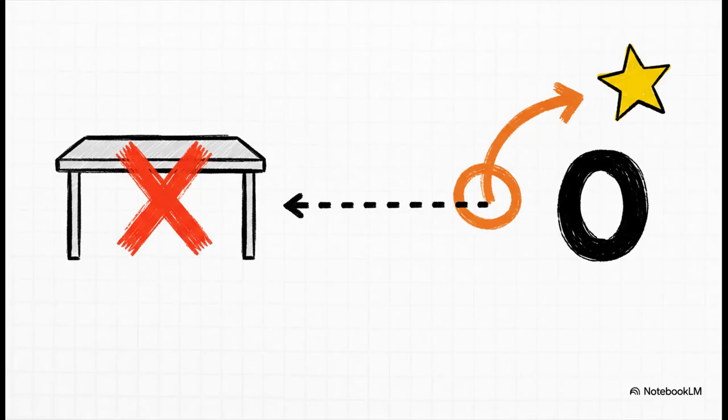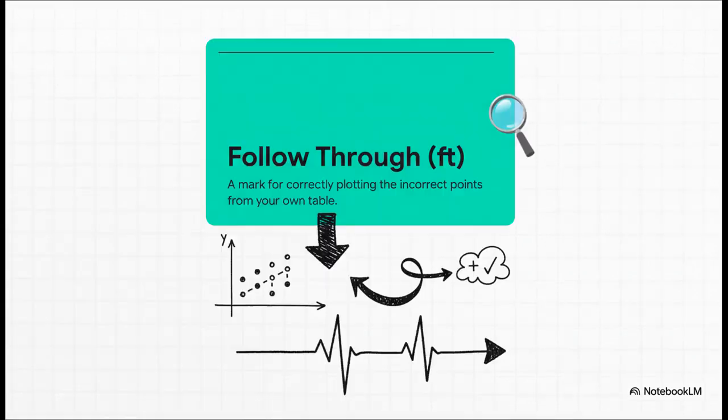But hang on a second. What if you made a mistake back in part A? What if your table has some wrong values in it? Does that mean you automatically get 0 for the graph? No, absolutely not. And this brings us to one of the most important student-friendly concepts in any exam. It's this idea of follow-through marks. You'll often see it written as FT on a mark scheme. Think of it as a lifeline. It means that even if you used your own wrong numbers from part A, but you did the next step correctly, which in this case is plotting your points correctly, you can still get credit. The examiner literally follows through from your mistake.